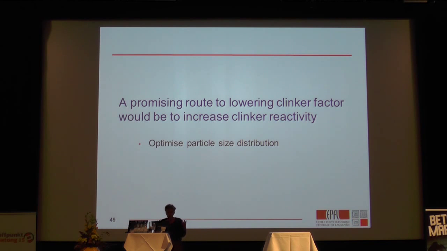We should be looking more at optimizing the particle size distribution. For example, if we could have the clinker in the fine particles and the fly ash or whatever, or the slag or whatever in the coarser particles, then we'd get more reaction early on, and the slag reacting more slowly, it wouldn't make that much difference to the amount of reaction. Or maybe we could dope with other ions.